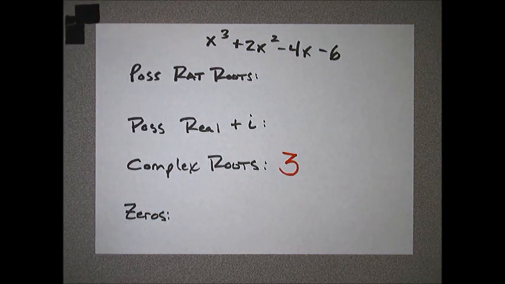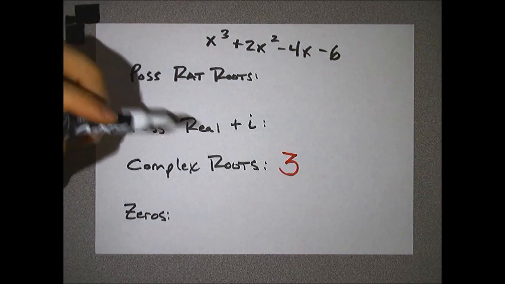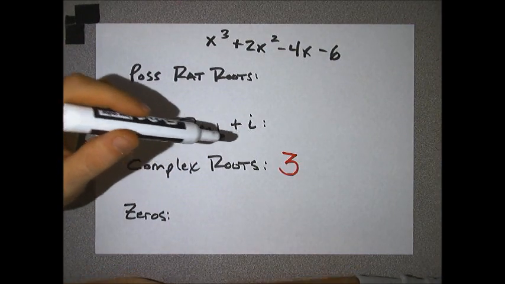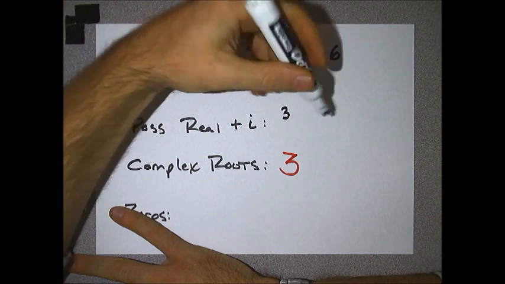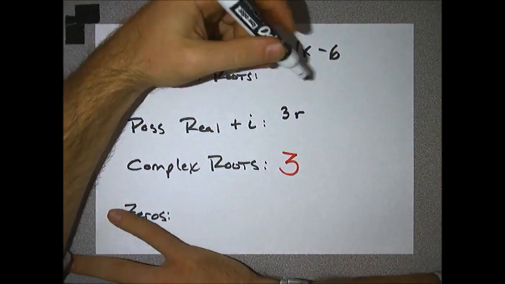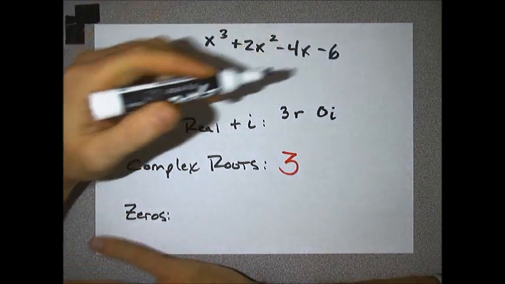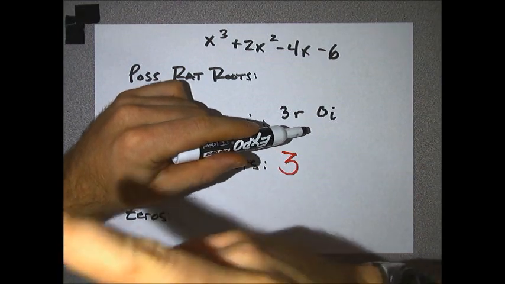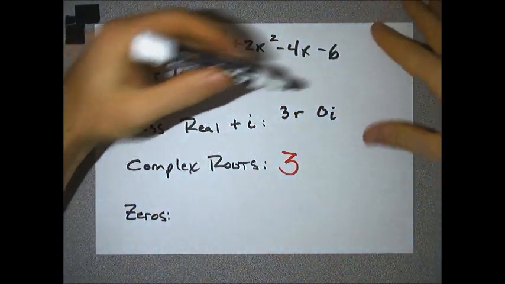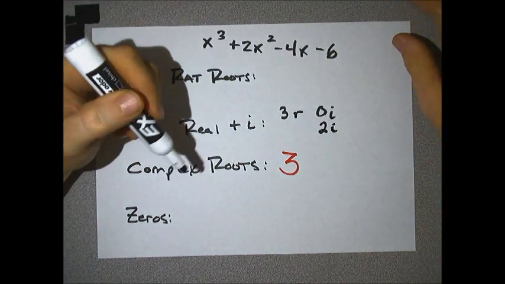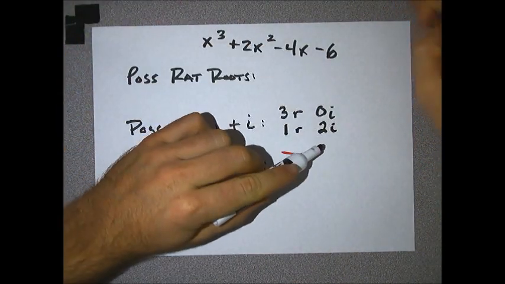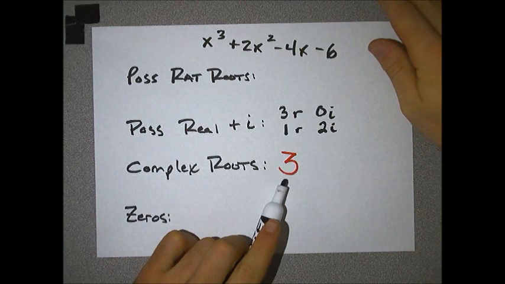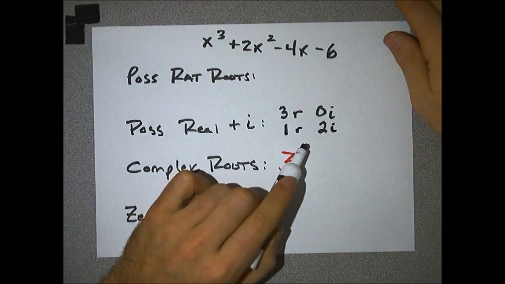Possible real plus imaginary. What do I know about imaginaries? They have to occur in groups of 2. So I know I have a total of 3 answers, right? So I could have 3 reals. If I have 3 real answers, how many imaginaries do I have? 0. Now, can I have 1 imaginary? I can't have 1 imaginary because they occur in groups of 2. So I could have 2 imaginaries, 1 real. Can I have 3 imaginaries? No, because they occur in groups of 2. Could I have 4 imaginaries? No, because what's my total number of answers? So I've listed all the possibilities.